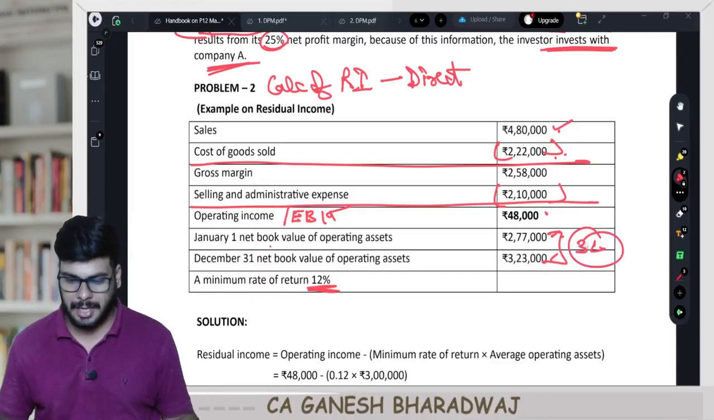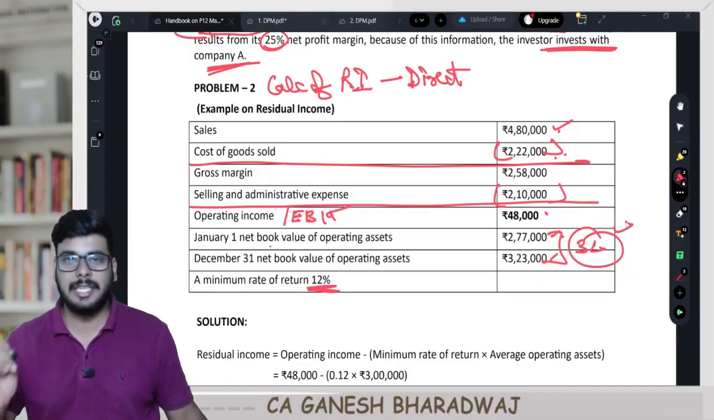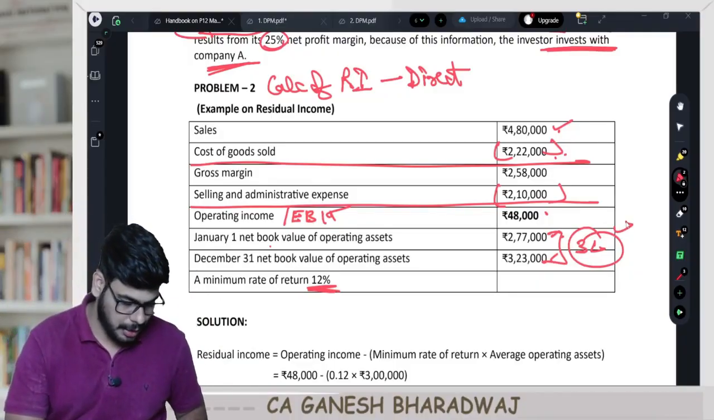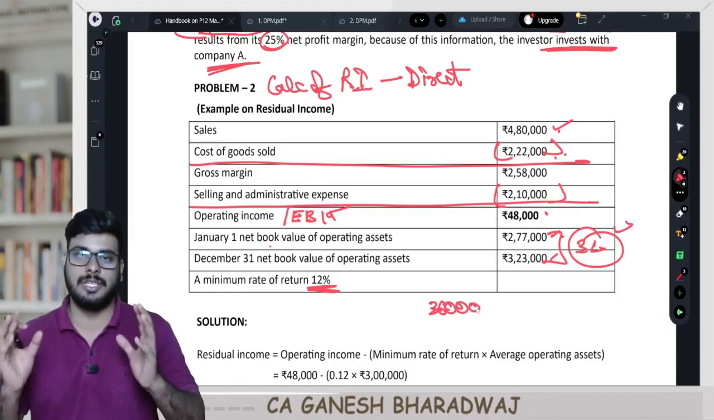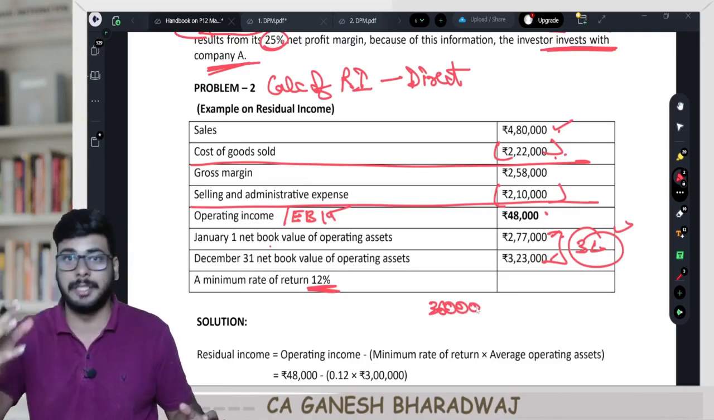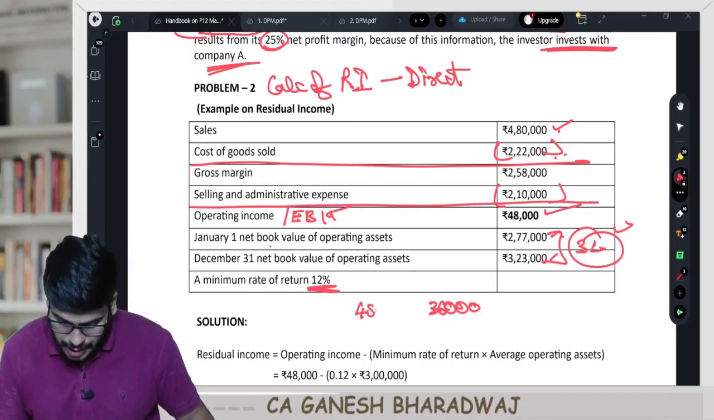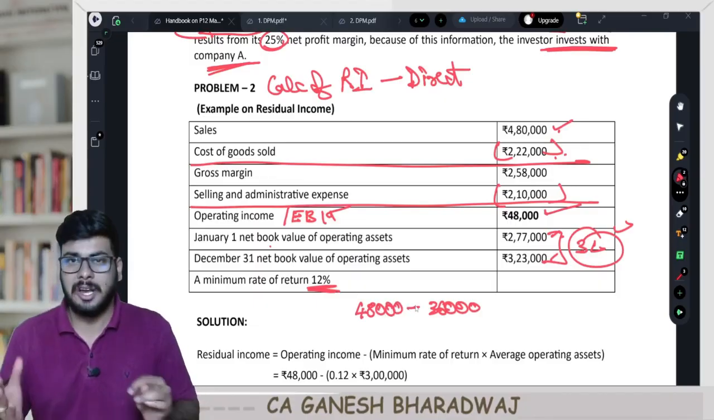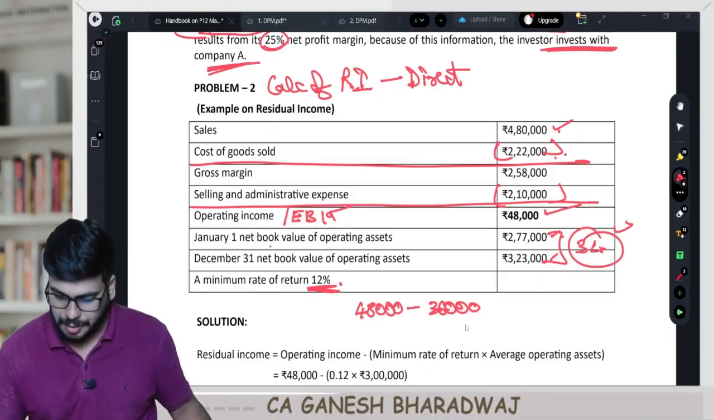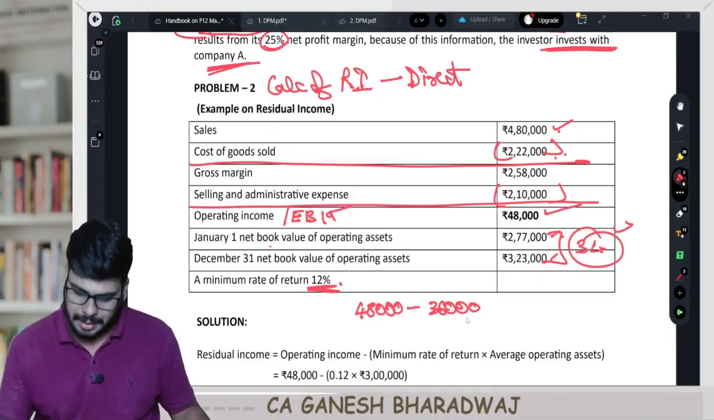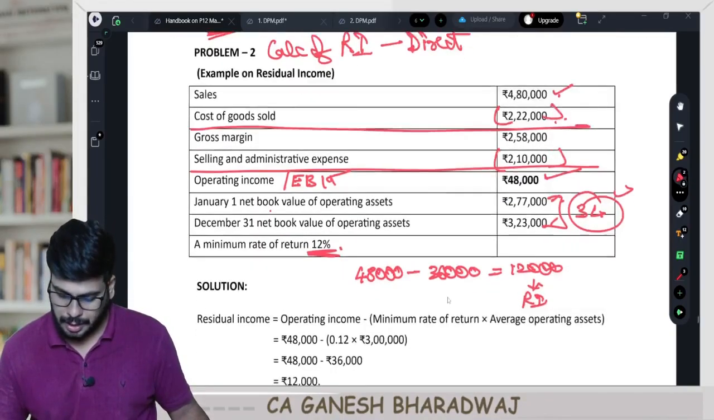So what is my residual income? First, the net invested assets in the company is how much? 3 lakh. 3 lakh into 12 percent. How much is that? 3 lakh into 12 percent is going to be 36,000, right? 36,000 was my required return in terms of amount. But how much have I actually earned? I have earned 48,000, but my minimum required return in terms of amount was only 12 percent on 3 lakh, which is 36,000. So how much extra have I earned? 12,000 rupees. This 12,000 rupees is called residual income. Are you clear with this?